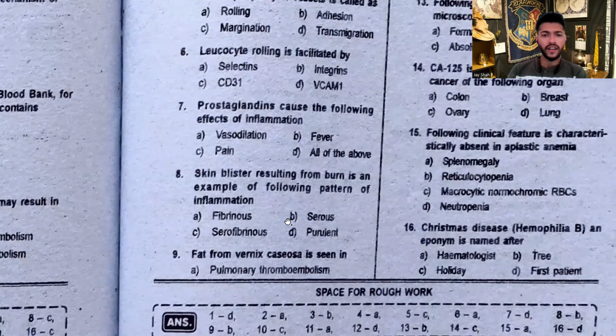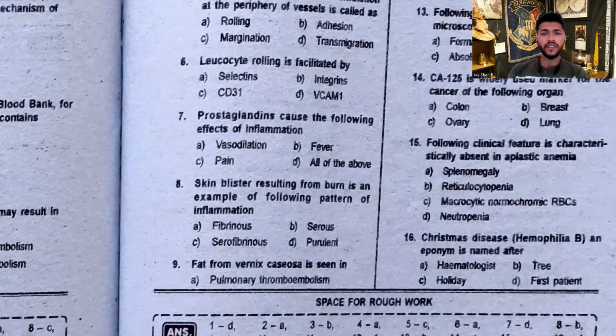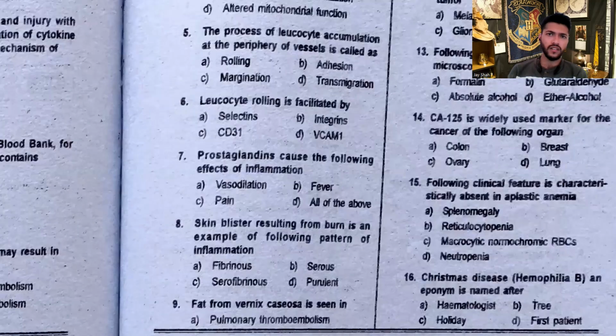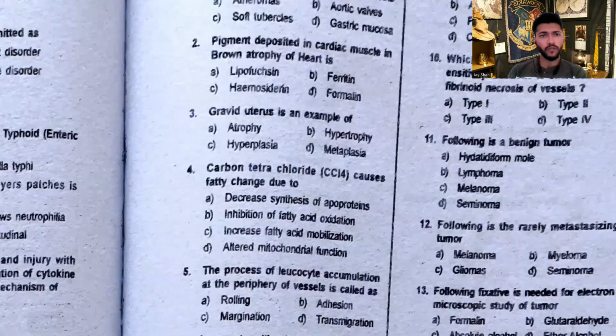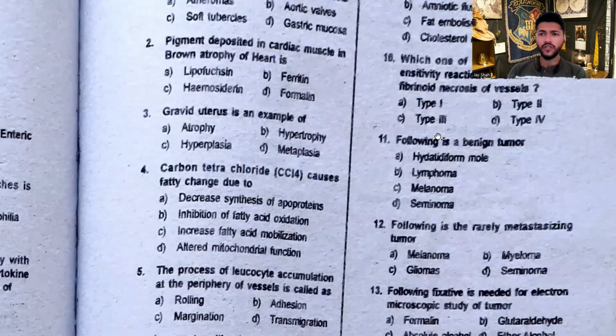Fat from vernix caseosa is seen in. Vernix caseosa is seen in the skin of babies. Basically, that is known as vernix caseosa. Generally, you will not see fat there, but if you see fat there, that is an indication of amniotic fluid embolism, right? Which of the following hypersensitivity reactions is characterized by fibrinoid necrosis of vessels?